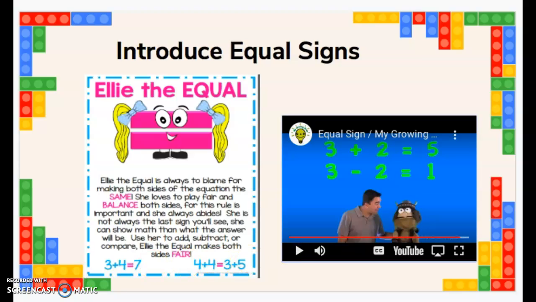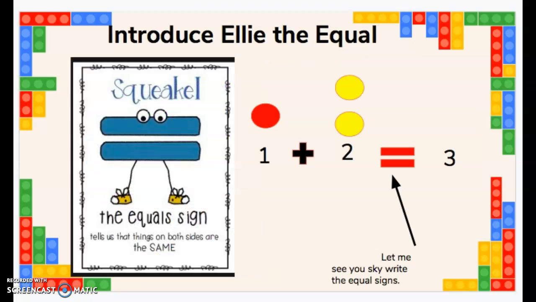All right. So when we look at the equal sign, it tells us that both sides are the same. So we are working with addition. So we have 1 red plus 2 yellows equals 3. So let me go ahead and see you skywrite your equal signs. Great.